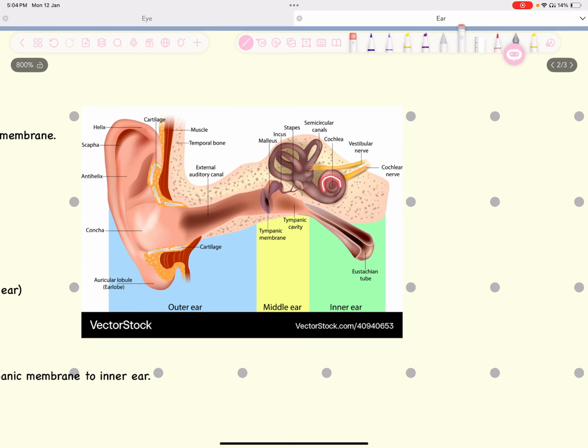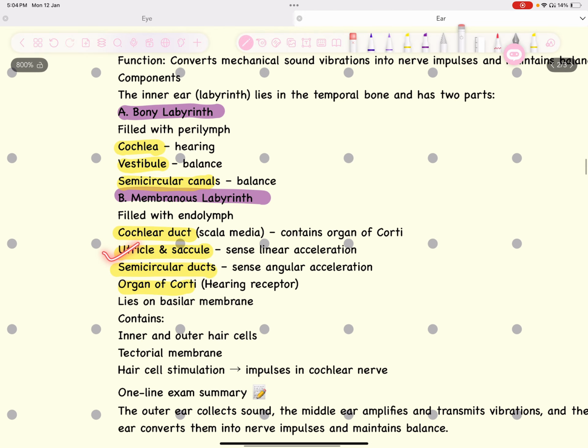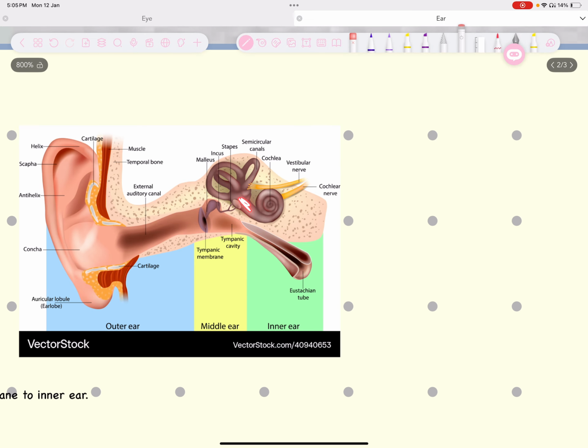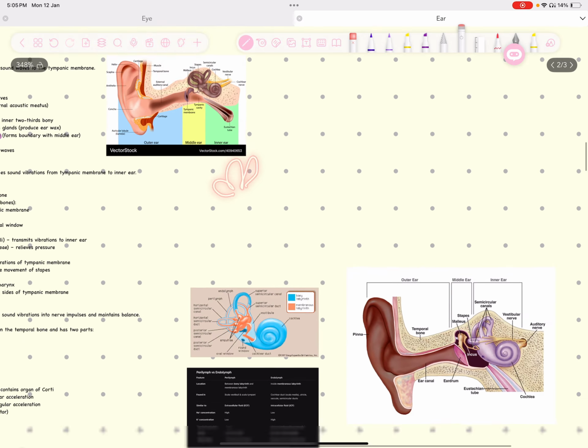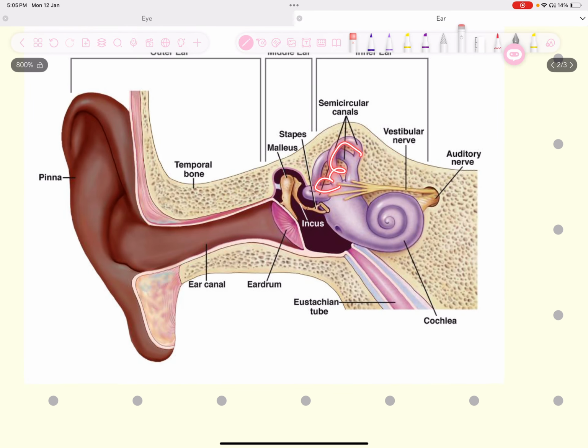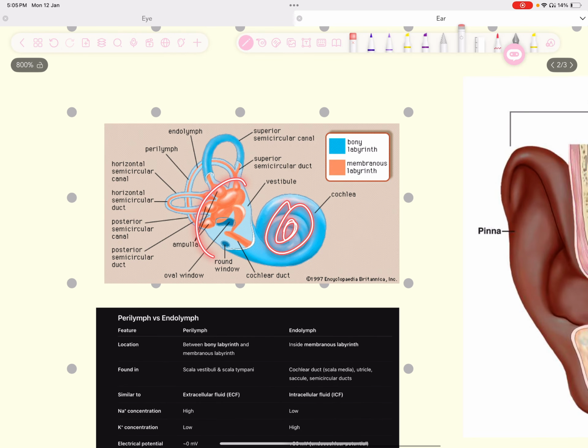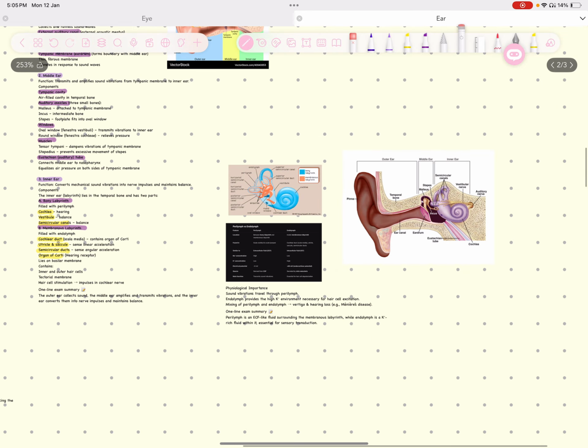The ducts inside, there'll be some ducts within this bony surface, right? That is basically the membranous labyrinth. The duct in the cochlea is the cochlear duct. The duct in the vestibular region is the utricle and saccule. So in the vestibule we have the utricle and saccule, and in the semicircular canals we have the semicircular duct. So you have the semicircular duct, the utricle and saccule, and the cochlear duct. I hope that's clear.